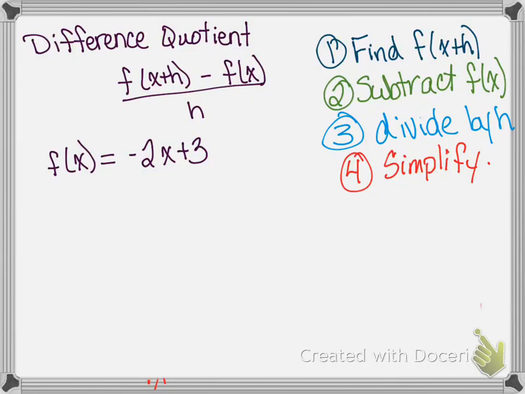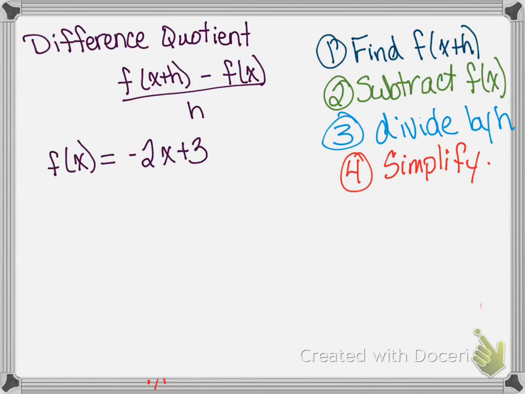The difference quotient is a 4-part process. It's really operations with functions. It is not composition of functions. So I've got to do 4 things. The first thing that I've got to do is find f of x plus h. Then I'm going to subtract my original function, divide by h, and then simplify. Those are the 4 steps that you have to go through.